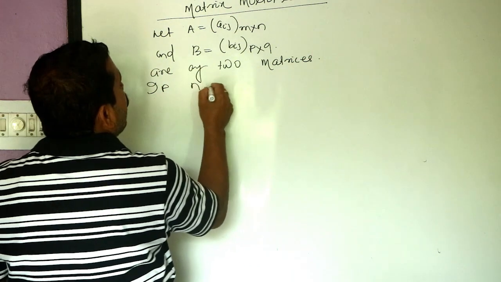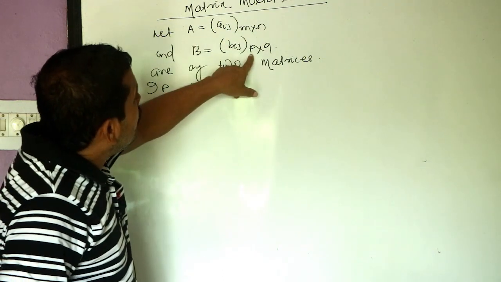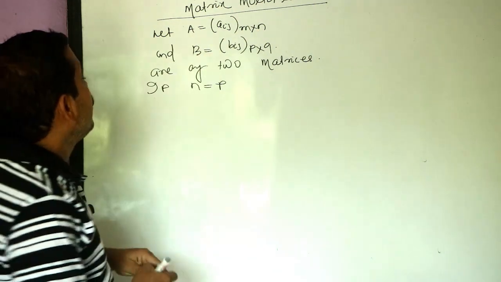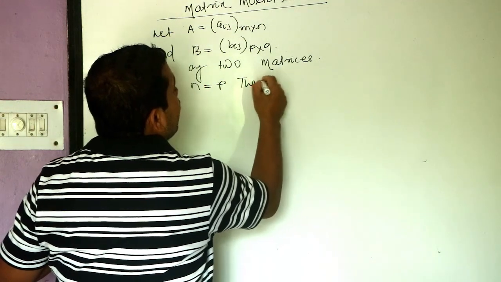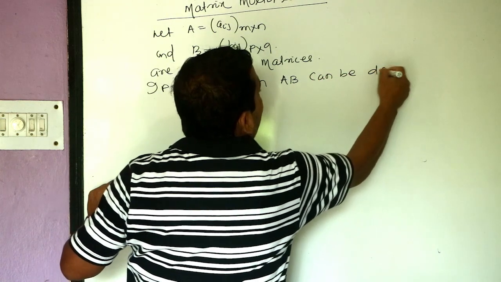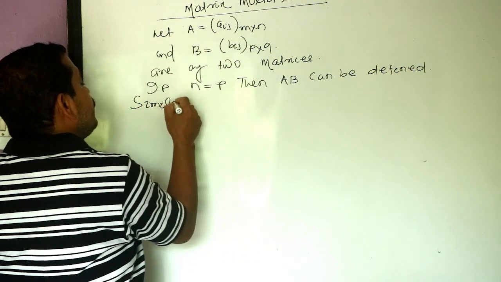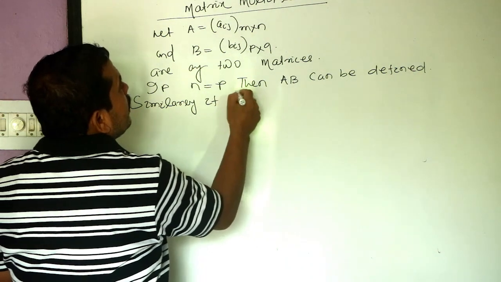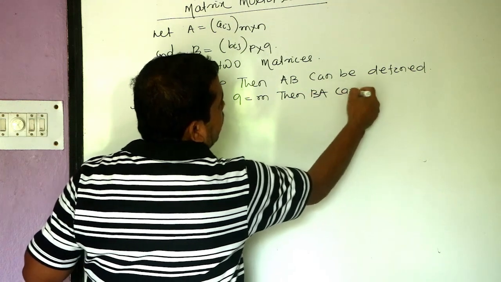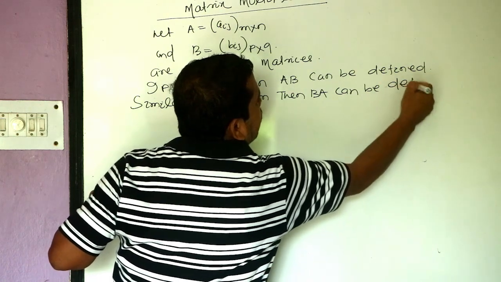If n equals p, that means the number of columns of A equals the number of rows of B, then AB can be defined. Similarly, if q equals m, then BA can be defined.